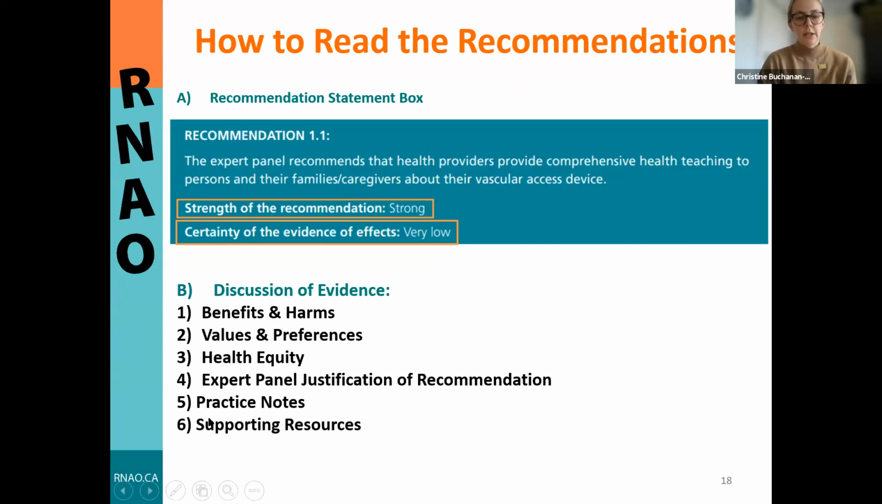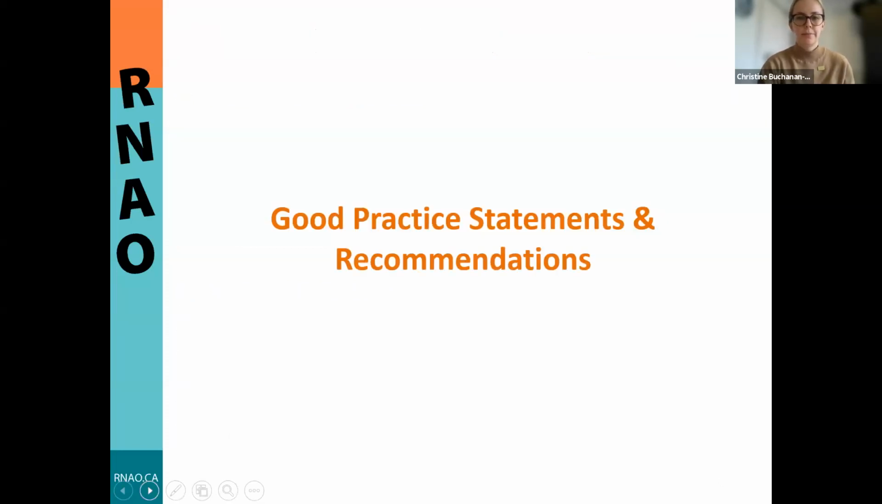Following the panel justification, you will see the fifth component called practice notes. This section includes pragmatic information on conducting the intervention. And this information can come from the evidence as well as from the expert panel. The final and sixth component of the discussion of evidence is the supporting resources. And this includes relevant resources such as websites, links, tools, etc., related to the intervention. Now I'll pass it back to our co-chairs, Nancy and Darlene, to go through the good practice statement and each of the recommendation areas in more detail.